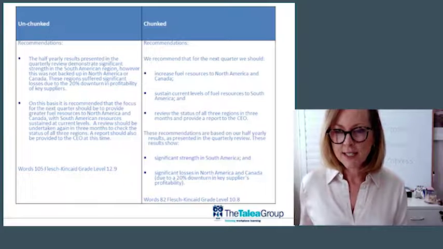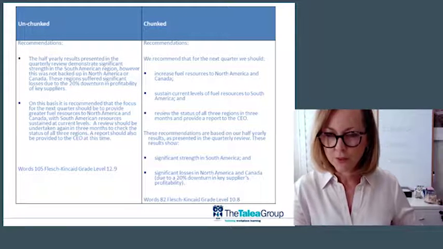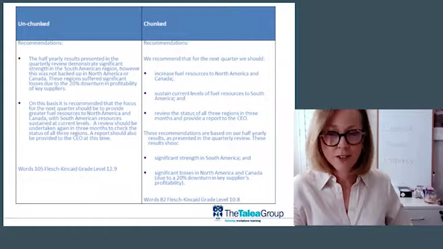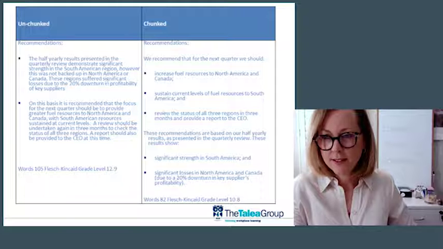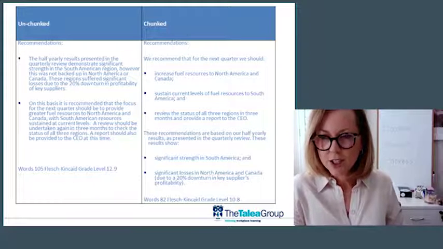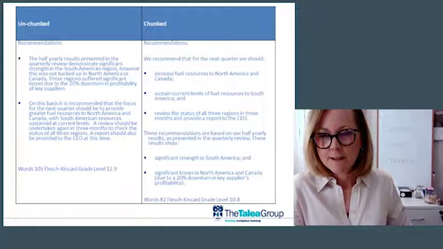So if we have this next slide, and I know this is quite a busy slide text-wise, and I don't expect you to read all of the text here. Just notice where your eye goes. Does it go to the left-hand side or the right-hand side? And if it goes to the right-hand side, that's obviously the chunked side. So chunking is much more attractive to the eye.